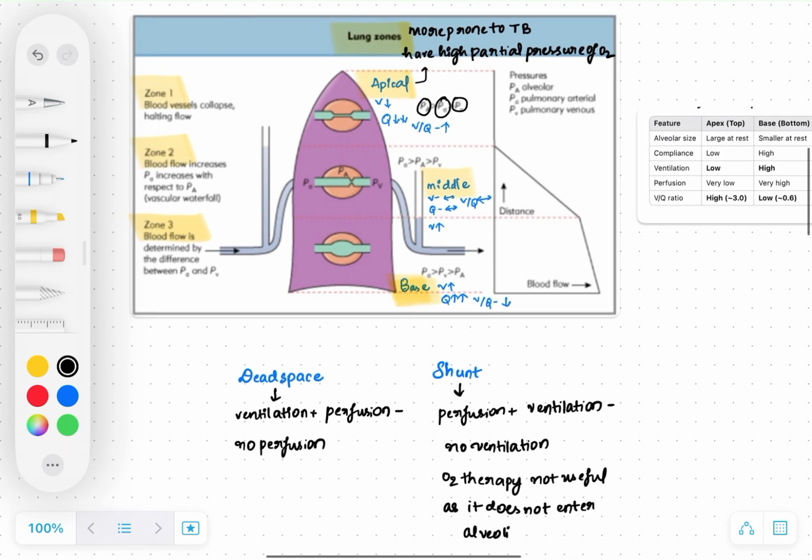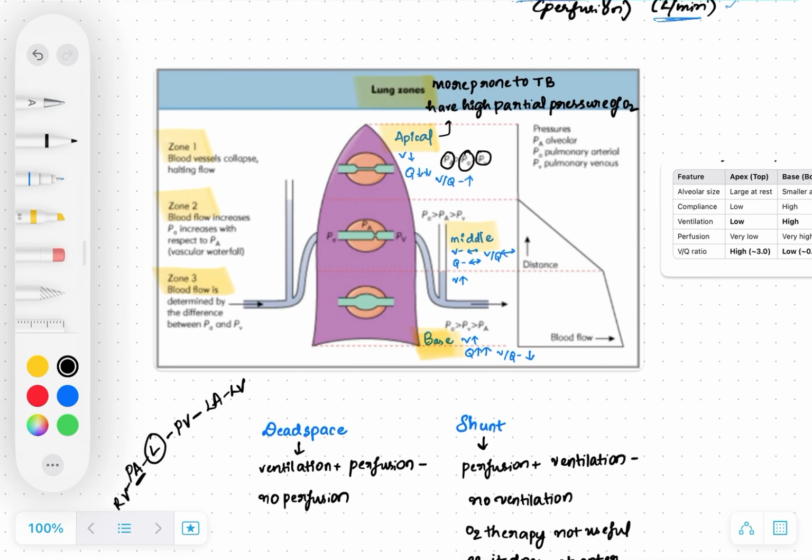We know the pulmonary artery will carry deoxygenated blood from the right ventricle to the lungs, where it gets oxygenated. The oxygenated blood reaches the pulmonary vein, and from there it reaches the left atrium, left ventricle and the whole body. So here the pulmonary alveolar pressure is very high at the apex compared to the pulmonary artery and the venous pressure. So the vessels will collapse here, so the perfusion will be very low.